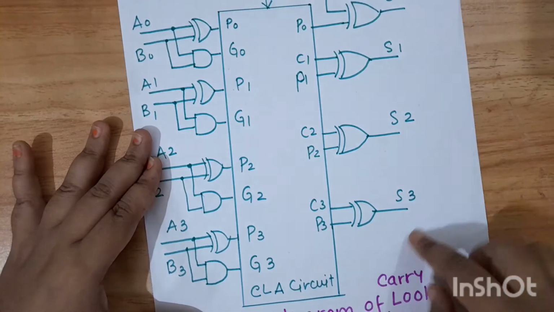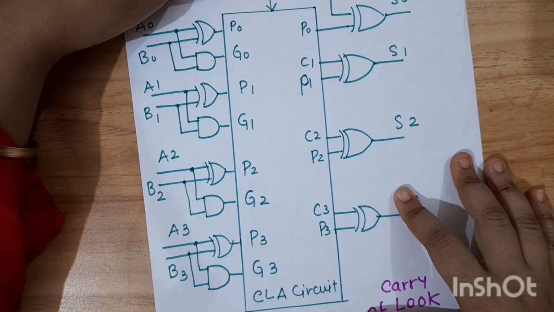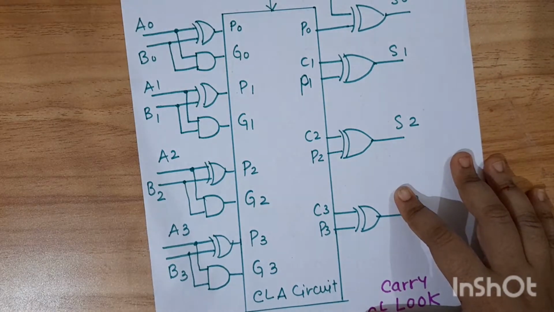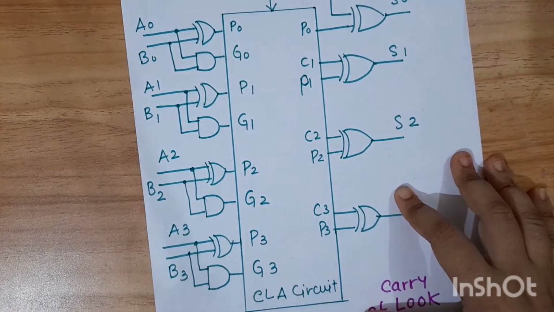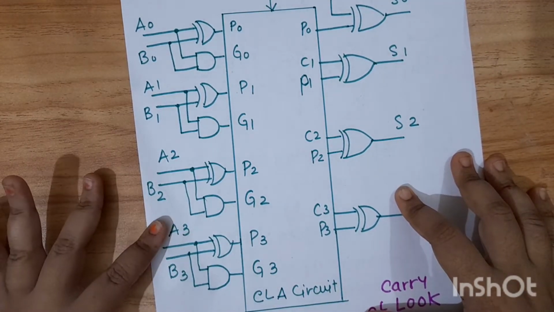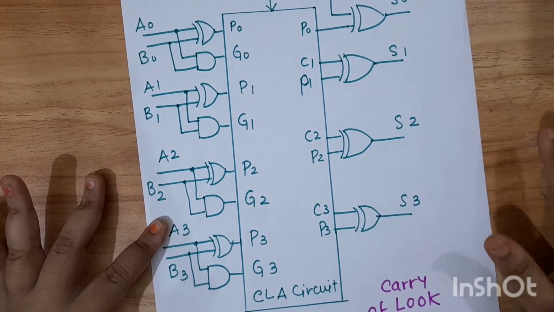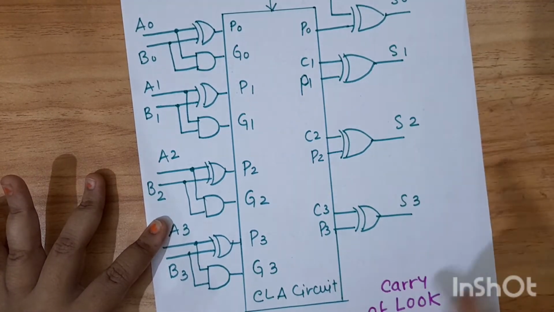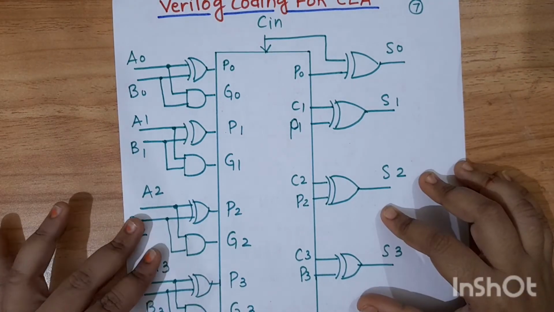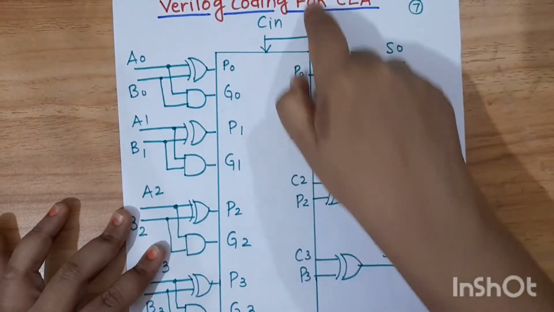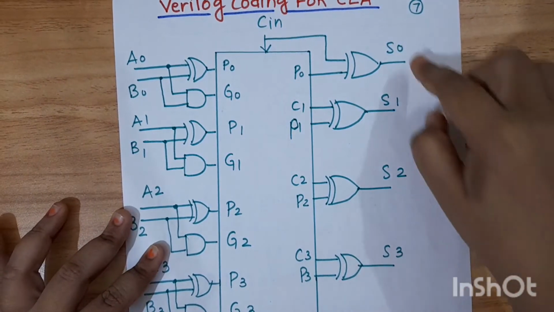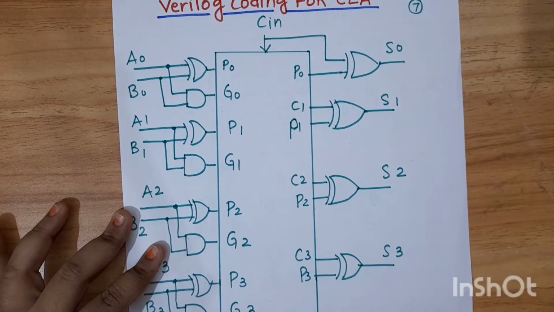The input to the circuit is the Cin, also the carry input from the outside or the previous stage, and these are the input lines A and B, each of them of 4 bits. So output of the circuit is S3 down to S0. Input to the circuit is A and B, each of them are 4 bits, and Cin is the input carry, and output of the circuit is S3 to S0.